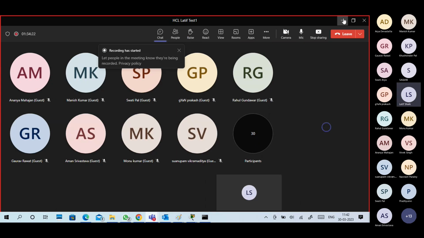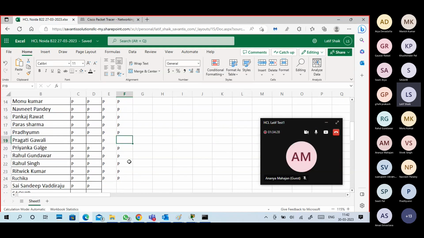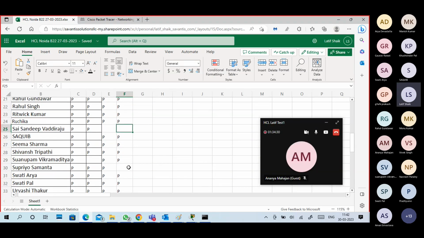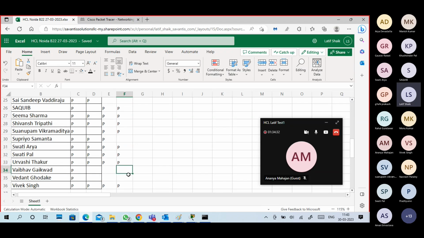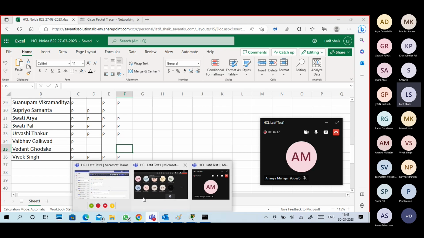Someone is telling, but I wasn't able to get it. So once again, Pragati, Sai Sandeep, Samantha, Vaibhav, Vedant. Any people in the list?